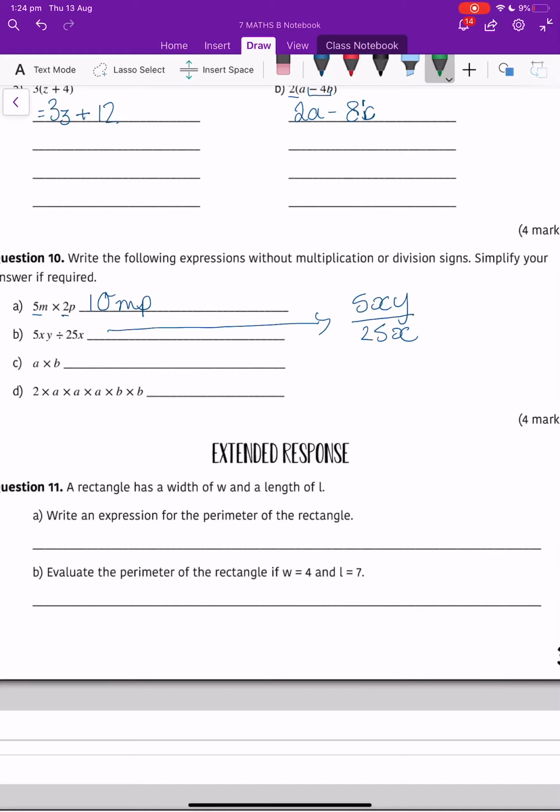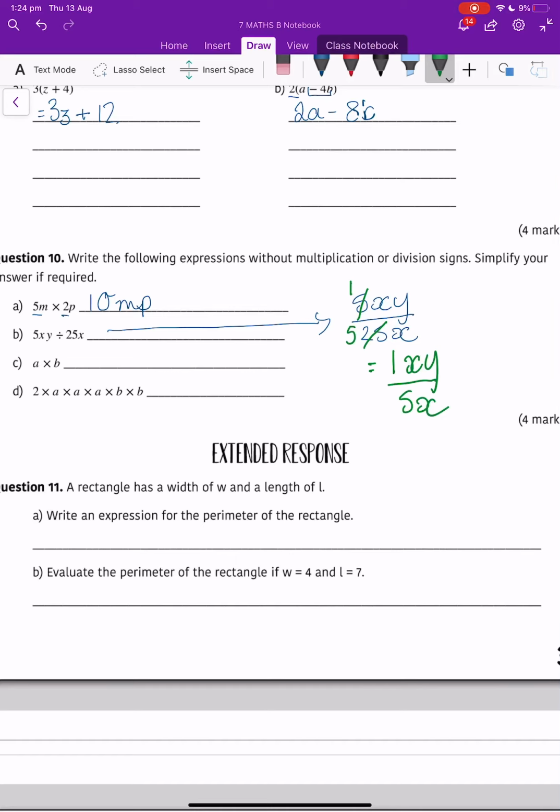Do 5 and 25 have anything in common? That's what you're first going to ask. Hopefully you said yes, they have 5 in common. So 5 divides into 5 once, so I'm going to replace this with a 1, and it divides into 25 5 times. So now your expression is 1xy over 5x.